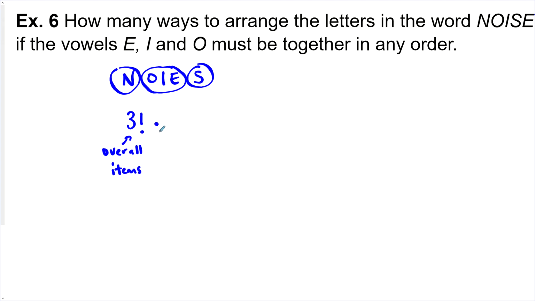Okay, now how many ways to rearrange the vowels within those arrangements? So there's 3 vowels, so 3 factorial. So this would be for the vowels. So 3 factorial times 3 factorial gives us 36 ways.